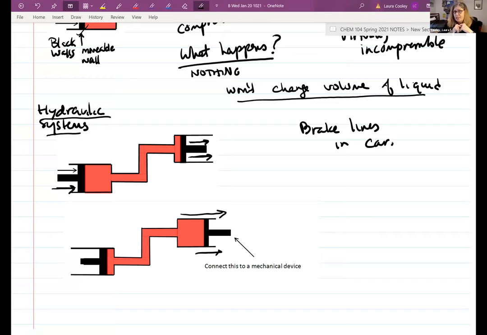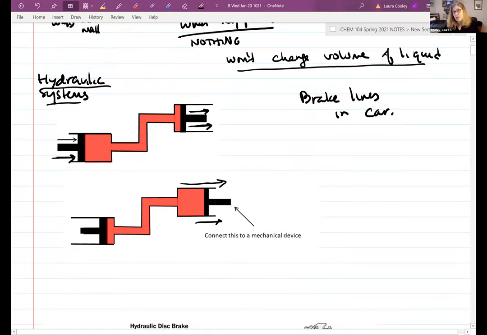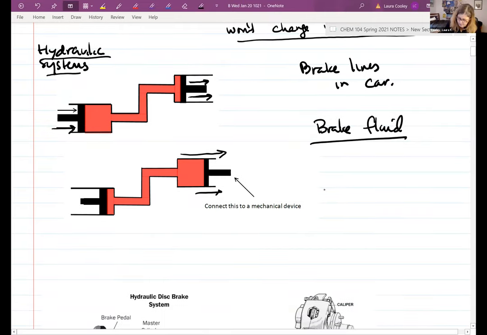The volume is constant. If you push on one end, it's going to end up pushing the other end. The volume of the entire thing is going to be the same. And this is actually why your brakes work with hydraulic brake systems. What you have in your car is brake fluid in these lines, these tubes in your car. And when you push the pedal, right?